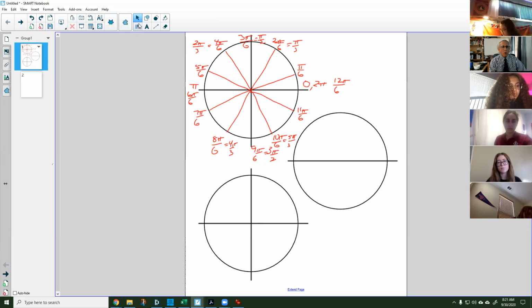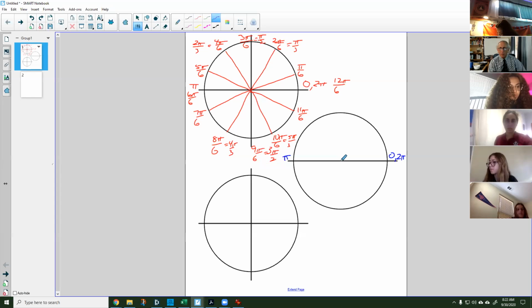If I just want to look at the pi over 3 angles, I like to not put in the y-axis, but we still know that this is 0. And all the way around is 2 pi. Let's do a different color, blue. This is angle 0, and all the way around is angle 2 pi. And over here is angle pi.